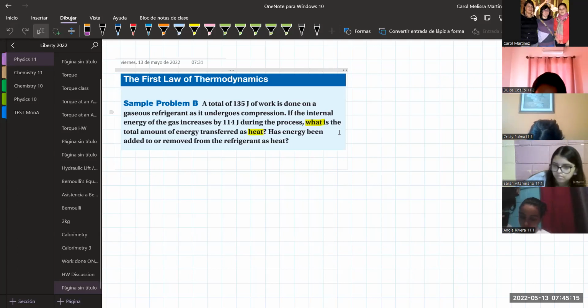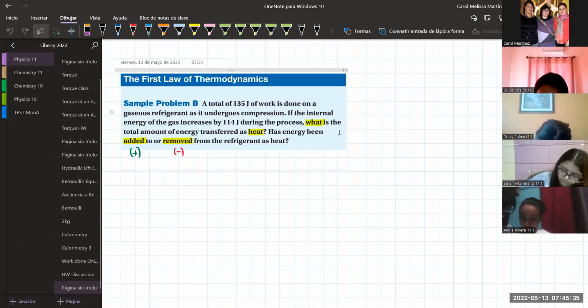Okay, so when it says added or removed, it's going to be related to the sign. Remember what I said first. If you add heat, it's going to be represented with a positive sign. If you remove heat from a system, it's going to be represented by a negative sign.